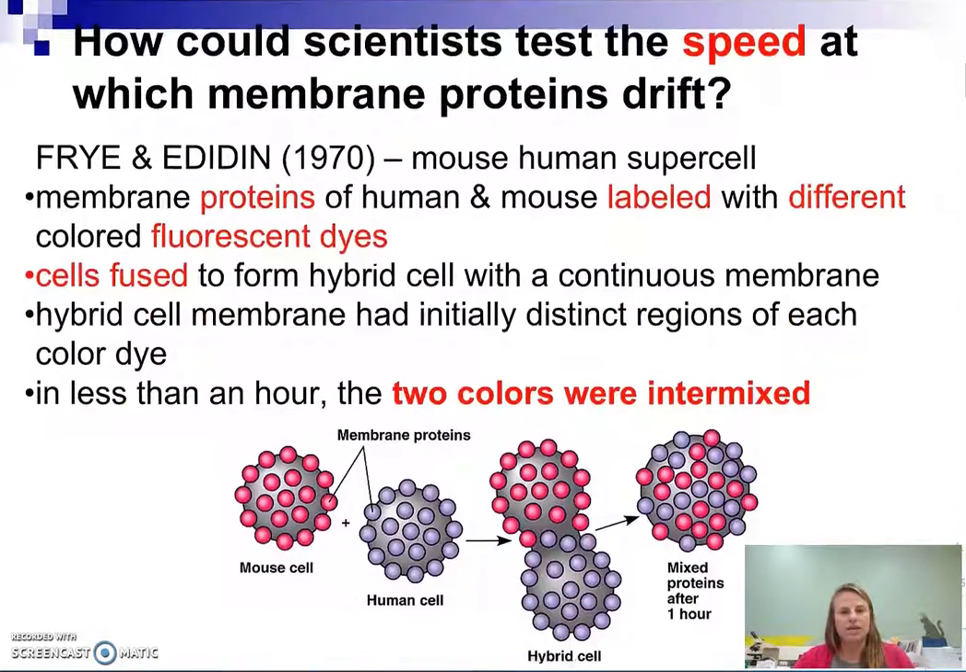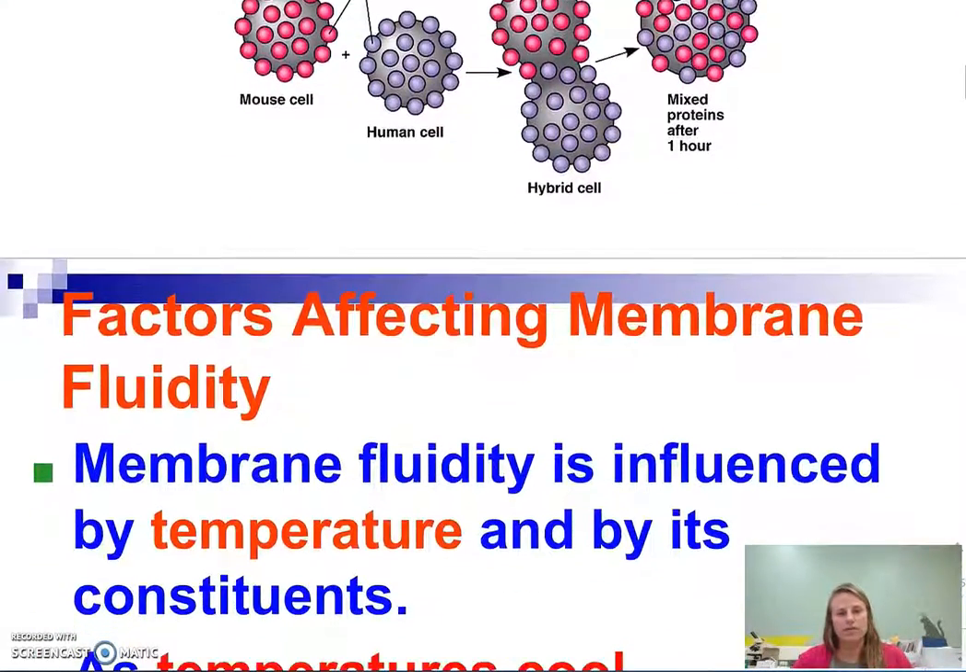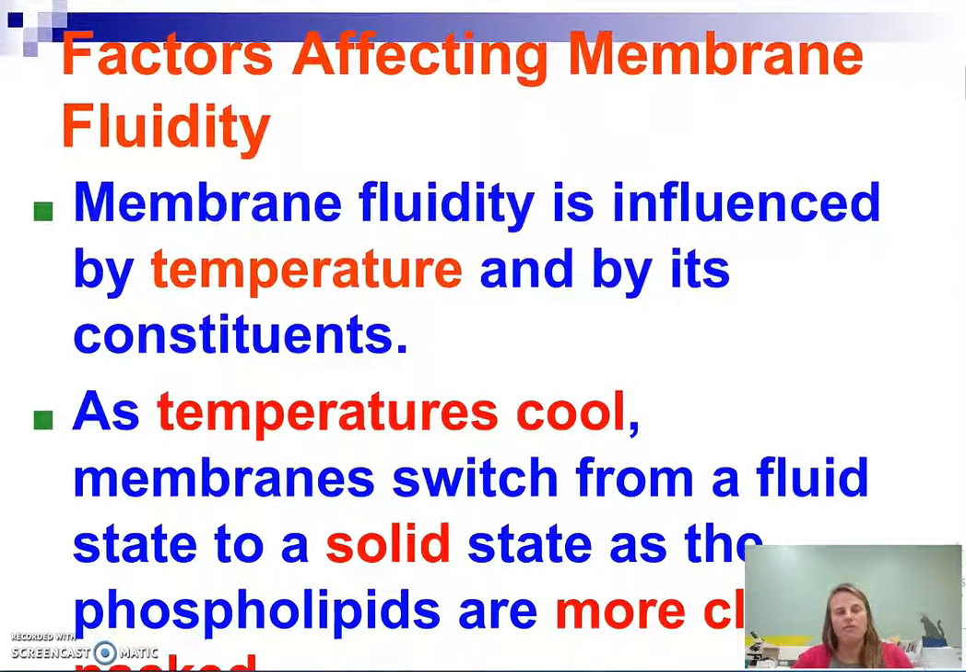So how could scientists actually determine how fast the membrane proteins were drifting? Well, two scientists basically labeled proteins of a mouse cell with one color and proteins of a human cell a different color. They enabled those cells to fuse, forming a hybrid cell, and in less than an hour they noticed that the two colors were intermixed, and that's how they determined how fast, or in this case relatively slow, the membrane proteins move. There are factors that would affect the fluidity of the membrane.